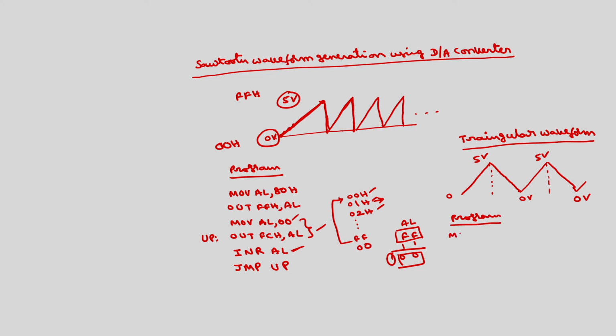First 2 instructions are same: MOV AL, 80H; OUT FFH, AL; then MOV AL, 00. So, you will get this 00 point, and you have to increase. So, you have to output this first of all, OUT port A FCH, AL.